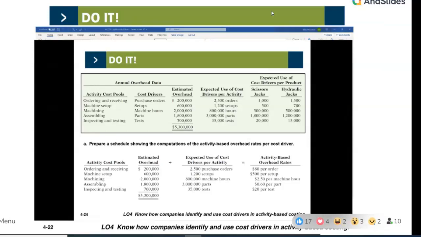So then, to get the machining setup costs, you take the estimated overhead in the pool, 600, and divide it by the number of setups. In this case, 1,500, so you're going to get 500 per setup. And in that way, you develop an activity-based overhead rate for each of these activities. Now, this is the number of times the activity is going to be performed for scissors jack. So we simply go back and multiply the number of times by the cost per order. This is going to be for the hydraulic. And that's all you do.